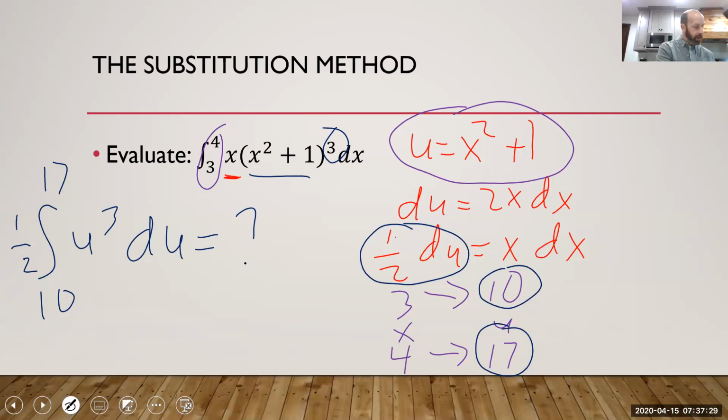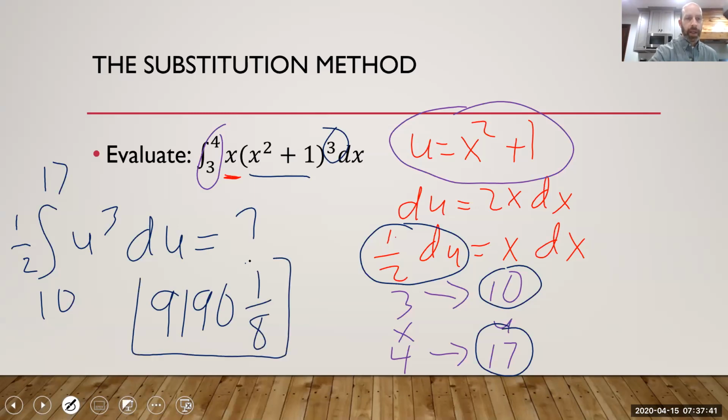And now you can go ahead and figure out what that answer is. I think I've done that one already for you. I'm not going to go through all the details here, but it turns out to be 9,190 and 1/8. Again, you can check that with the calculator. That's a 0 there. Okay. So that's a U sub.